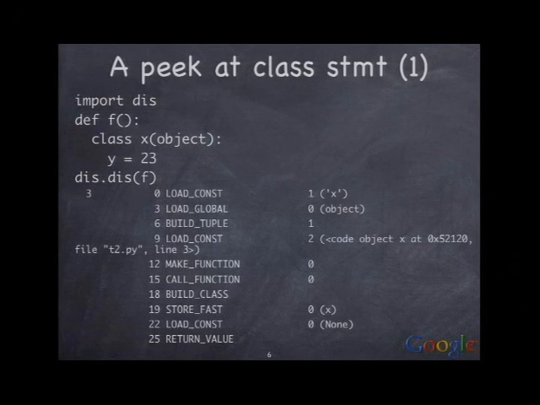And now build class does the end of the magic, which is basically what we've seen, finding and calling the metaclass. We'll get deeper into that. Whatever build class leaves on top of stack is stored into local variable x. And then this is the implicit return None at the end of the function, since it doesn't have an explicit return statement. It loads the constant None and then returns it.